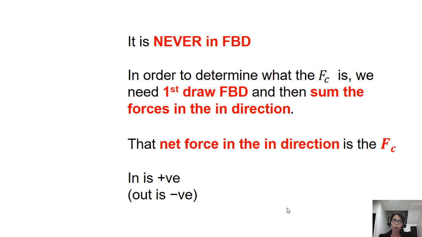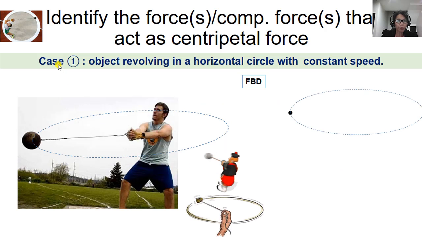Now we will go through different situations and learn how to identify the forces that act as our centripetal force in circular motion. Boys and girls, we have the first situation. We might have an object revolving in a horizontal circle with constant speed. To identify the forces that act as the centripetal force, we first identify what forces are acting on the object. The object has mass, so it has weight because of gravity downwards, and it is attached to a string, so along the string we have tension. So I draw my free body diagram.